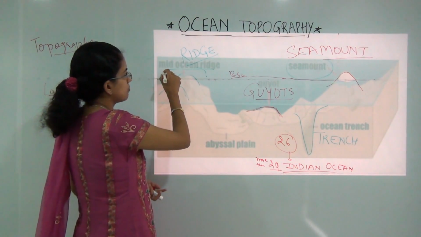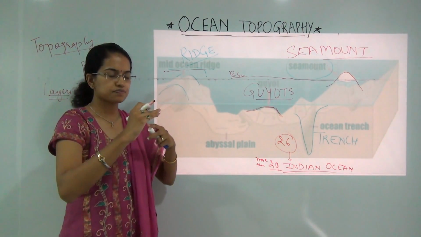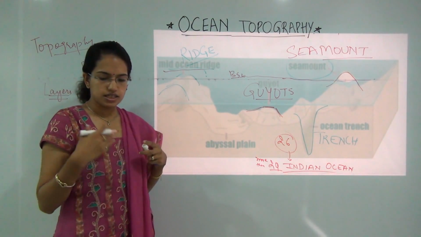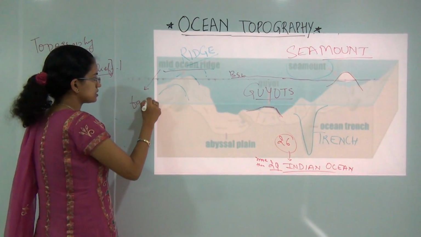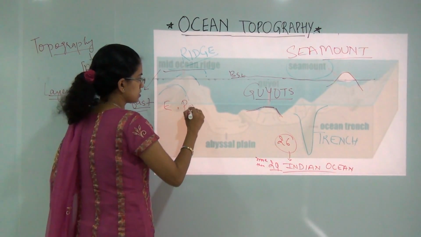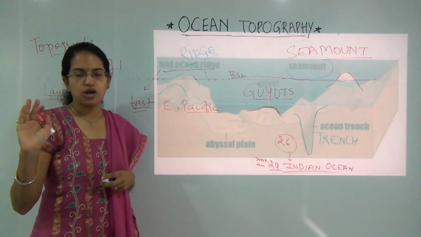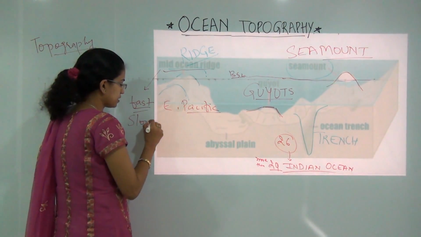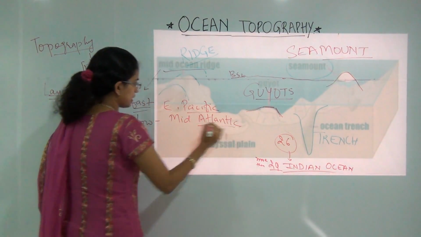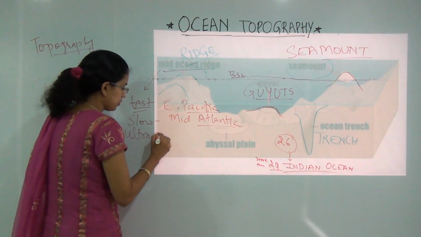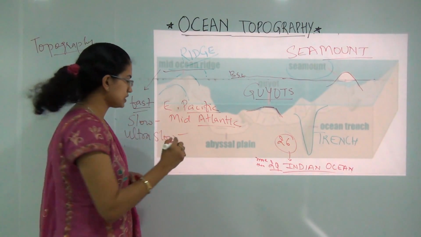And you have the mid-continental ridge. Now these ridges are kind of fast, those ridges that are made very fast. These ridges are found in the eastern Pacific side. So fast forming ridges are found in the East Pacific. You have moderately forming ridges or slow forming ridges, which I can say are found in the mid-Atlantic. And finally, you have ultra slow, or I can say very slow formation of ridges, which can be seen in the Southwest Indian Ridge.